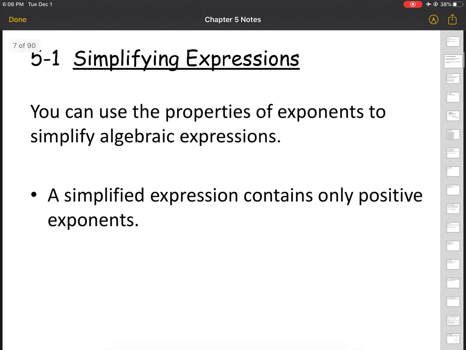Okay, so not only can we evaluate using exponents and do scientific notation with them, we can also simplify normal expressions with variables x, y, z. A simplified expression contains only positive exponents. Again, if we have any negative exponents, we have to use our properties to get rid of them too.